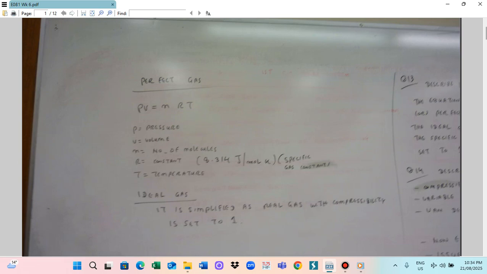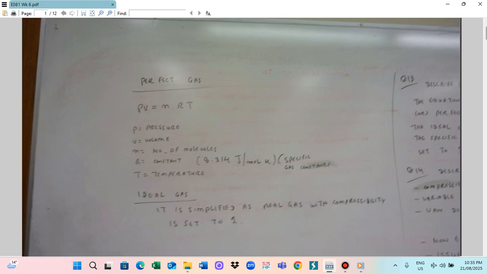So then, using a perfect gas, we can write down the equation. In this case we also see the equation here. So this equation is the perfect gas law. For the ideal gas equation, if a real gas with compressibility is set to 1, then we use the ideal gas equation. So this is the meaning of the ideal gas.